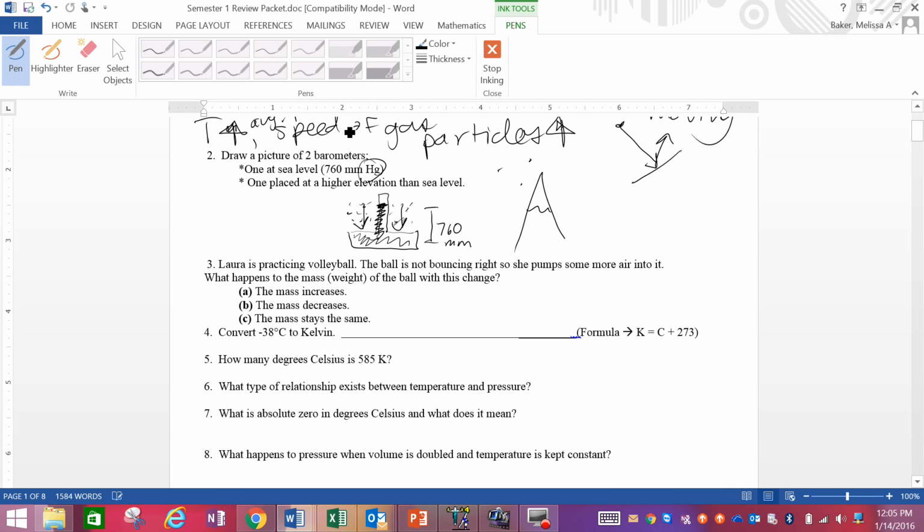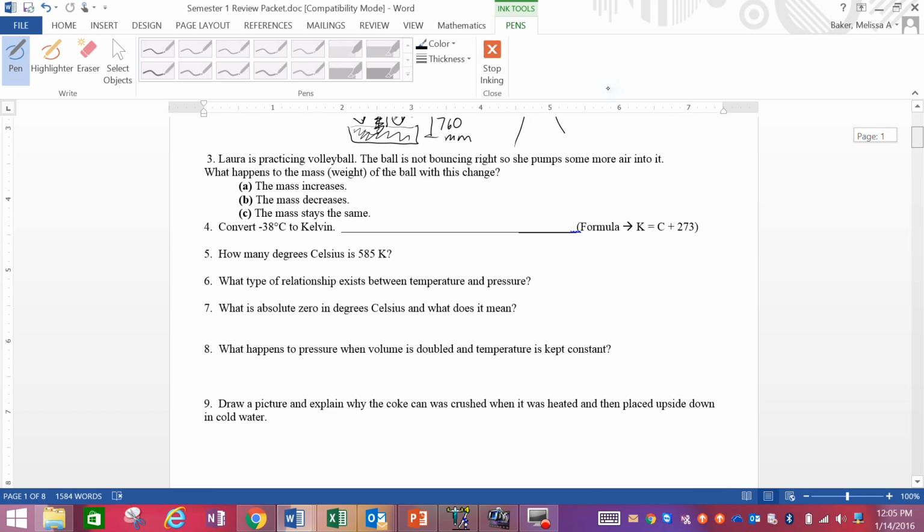If they brought it to the top of a mountain, now gas particles are very scarce in comparison. There's hardly any pressure pushing down on this liquid, so it's not going to go up as high. Okay, maybe it'll only go to, for example, 300 millimeters high. That's why it's harder to breathe at the top of a mountain. Higher elevation means less gas particles, which means less pressure because they're colliding less.